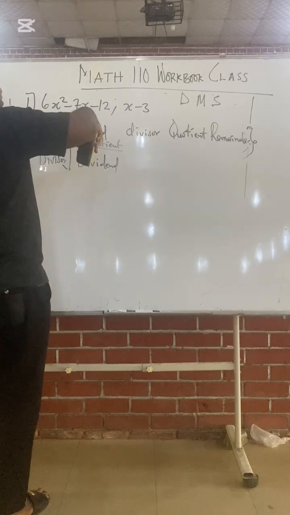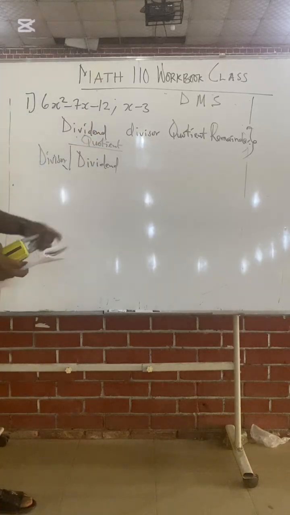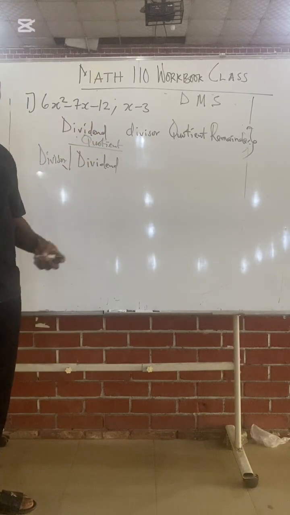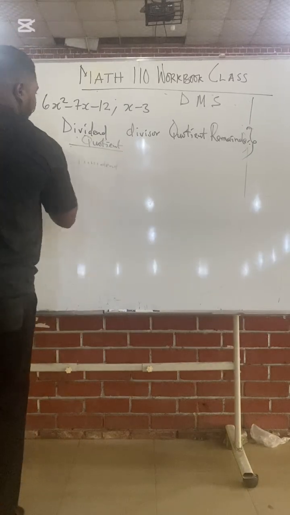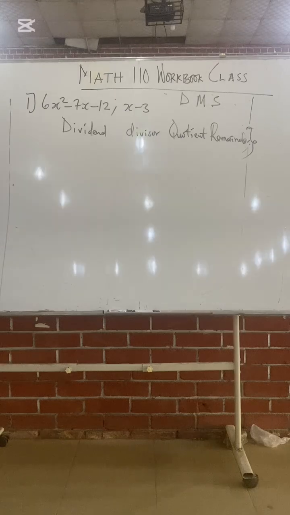Class, if they ask you to find the quotient, there is no shortcut. You must do long division. But sometimes they will not ask you to find the quotient. They will say find the remainder. There is a shortcut, I'll show you. But let me teach you this. Answer this question first. Follow carefully.